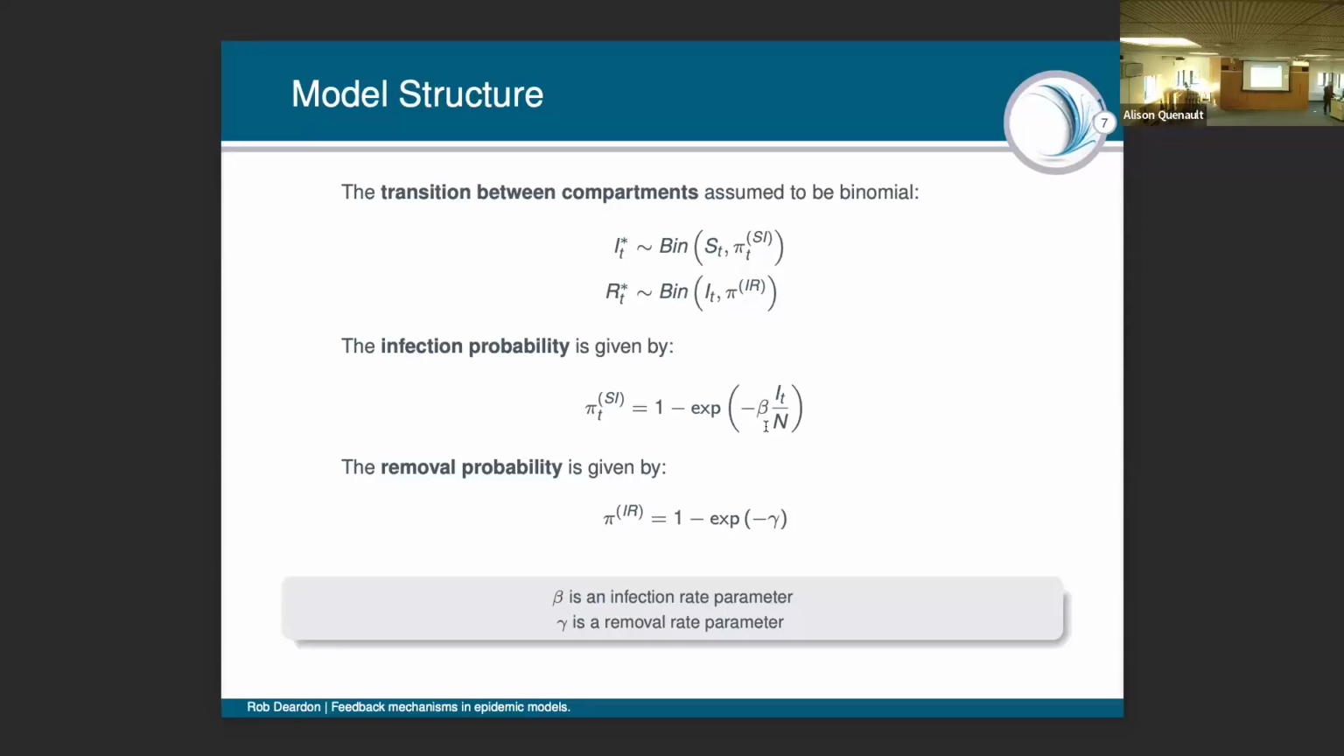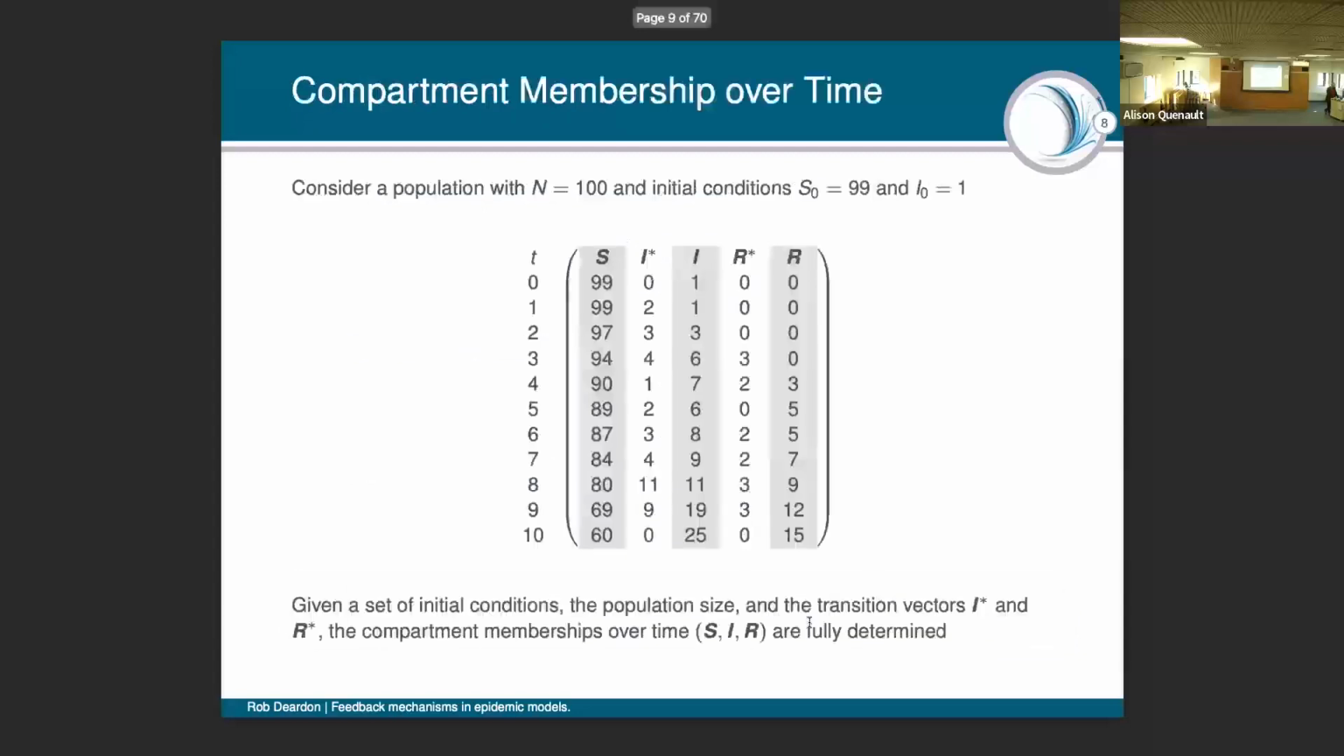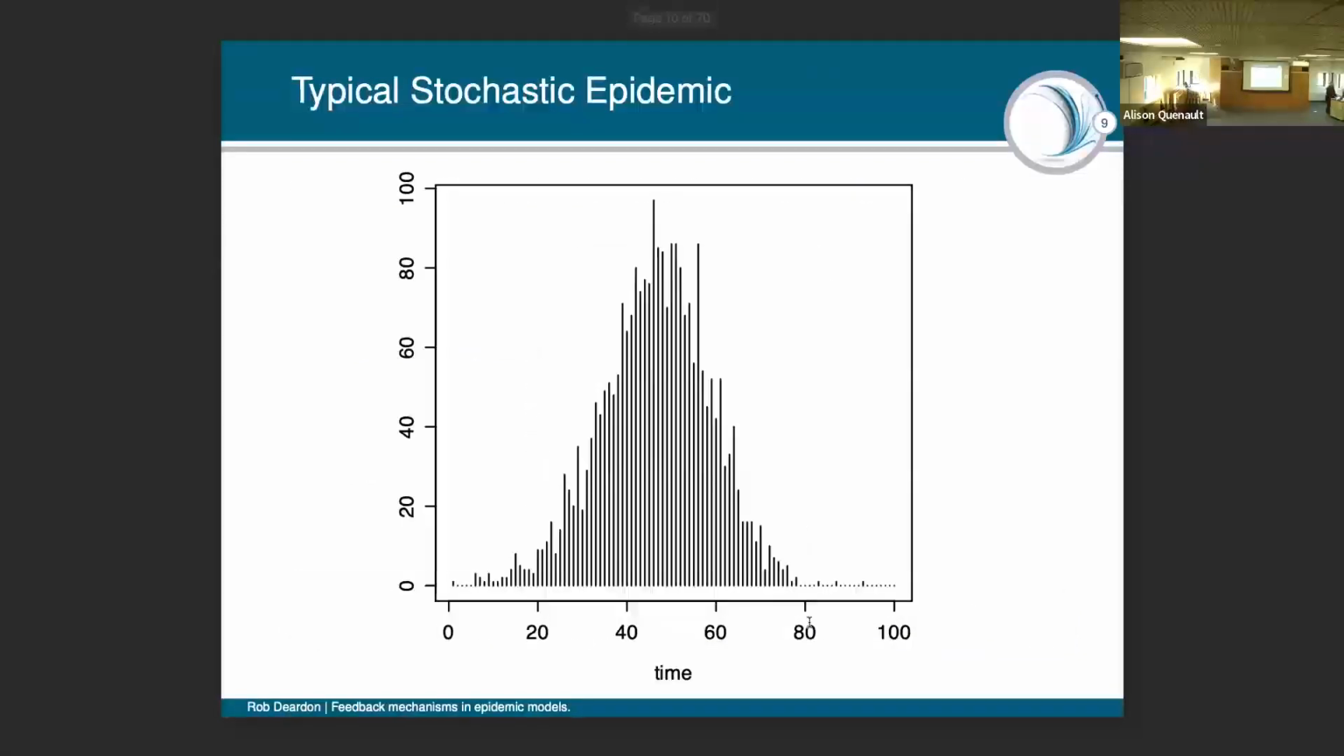Beta is our transmission rate or our infection rate, multiplied by the number of infections. So the more infections we have, the higher that probability is. And then it's pretty standard to divide that through by the population size, although you don't have to do that. And then the removal probability, we assume that's constant over time. So that's 1 minus e to the minus gamma. Gamma is our removal rate, or often we think about 1 over gamma, which gives you the average infectious period.